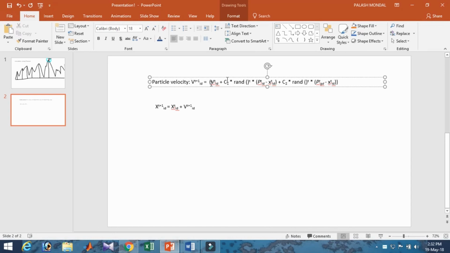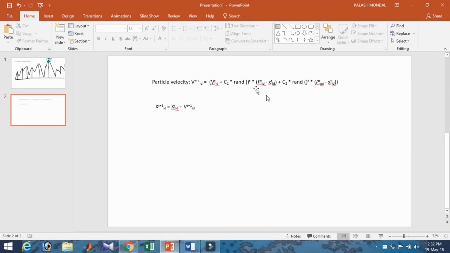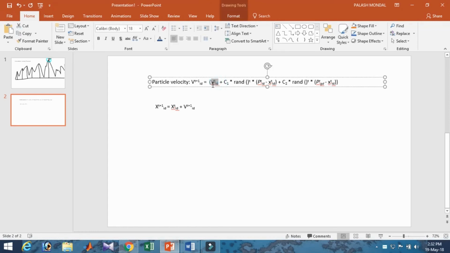Particle velocity will be like this. Why is it like this? The particle's new velocity will be its previous velocity component, as I told, plus c1 times rand. What is this? I will come to that in the lectures.